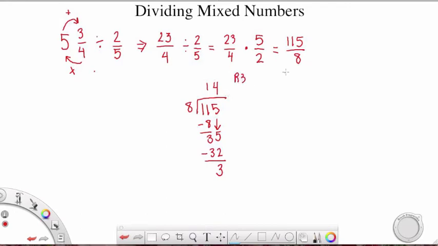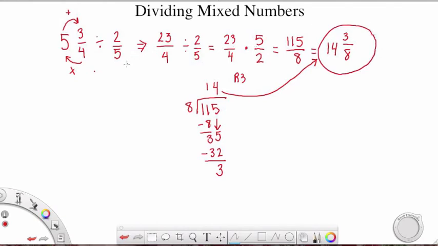So our answer is, our quotient here becomes our whole number, our remainder becomes our new numerator, and our denominator stays the same. Okay, we have 14 with a remainder of 3. 3 what? 3/8. We cannot simplify, we cannot reduce it anymore. That is our final answer.